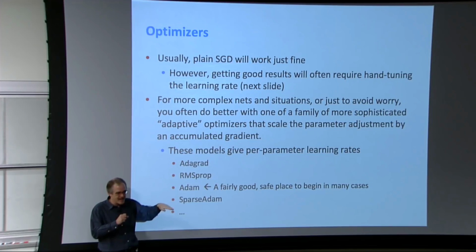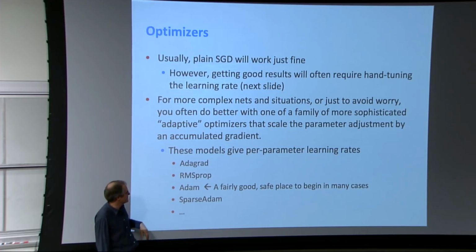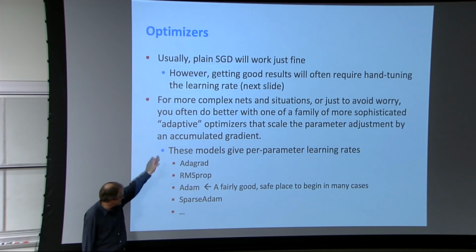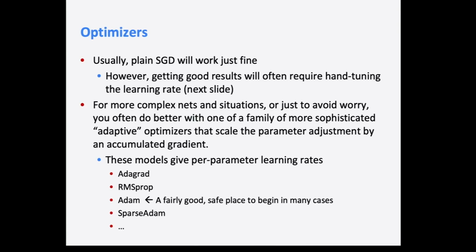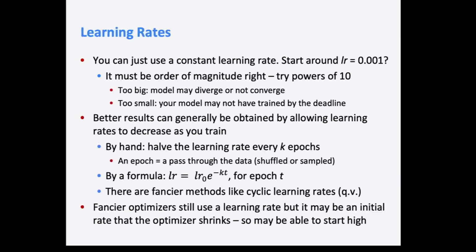So where things are flat, you can be trying to move quickly. Where things are bouncing around a lot, you can be trying to move just a little so as not to overshoot. And there's a whole family of these: Adagrad, RMSProp, Adam. There are actually other ones, like Adamax and a whole lot of them. Adam is one fairly reliable one that many people use, and that's not bad. And then one more slide and I'm done.